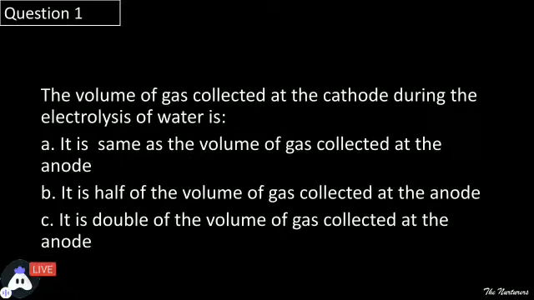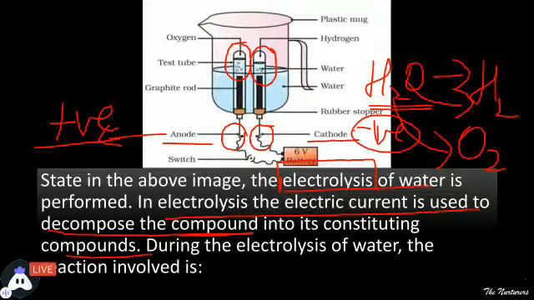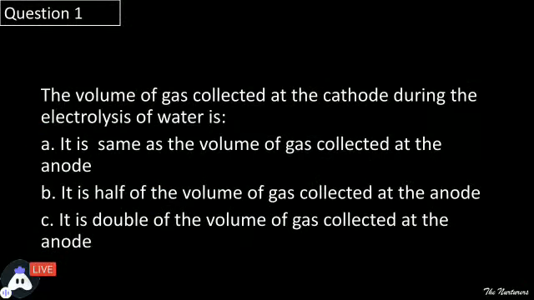First, the volume of the gas collected at the cathode. Now you need to observe, कैथोड पे जो गैस बनी है वो हाफ है, कम अमाउंट में है. तो अब वो जो क्वेश्चन पूछ रहे हैं कि जो गैस बनी है कैथोड पे, पढ़ते हैं, during the electrolysis of water, अब आपको बताना है जो गैस बनी थी कैथोड पर, वो इनमें से कौन सी बात को जस्टिफाई कर रही है? First, it is same as the volume of gas collected at the anode. तो क्या दोनों का वॉल्यूम जस्ट सेम है? And it is half of the volume of the gas collected at the anode, हाफ है उसके. And it is double of the volume of the gas collected at the anode.